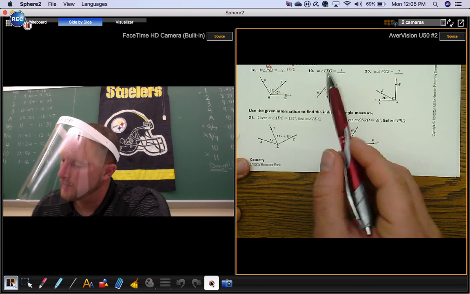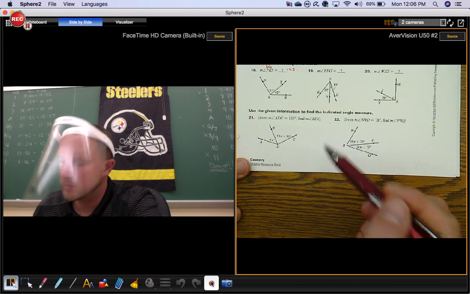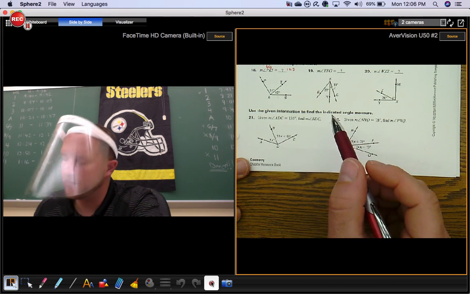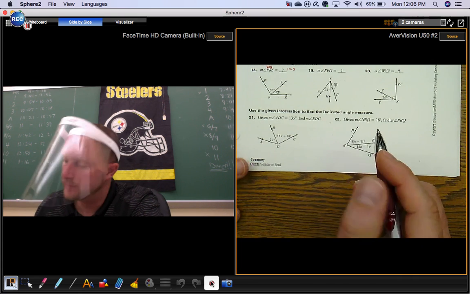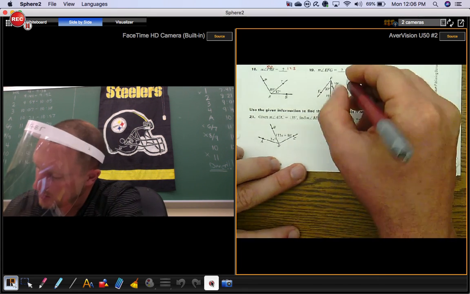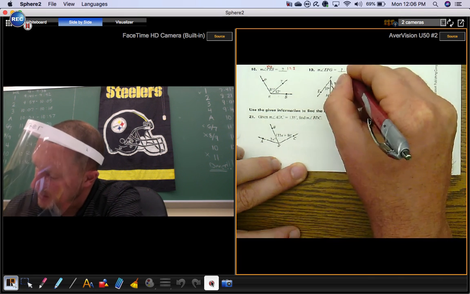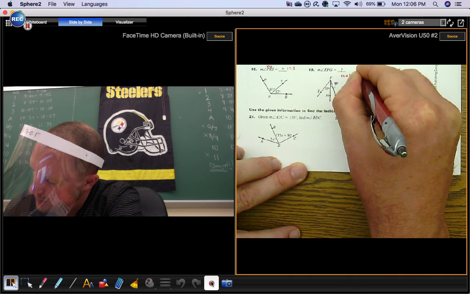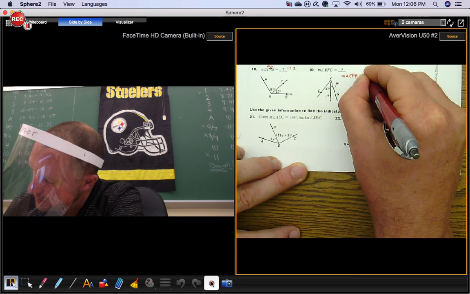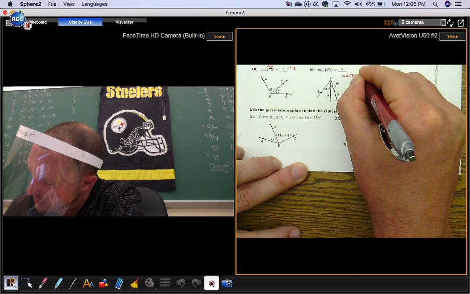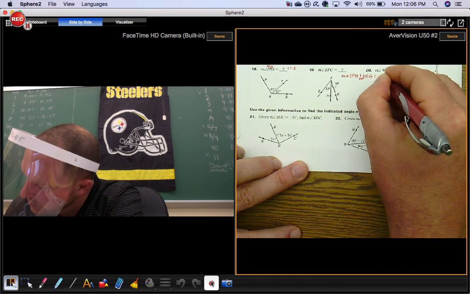Number 19, they want you to find the measure of angle EFG. You know the 2 little angles are 37 and 19. If you add those together, that'll give you the measure of the big angle. Now, you might think this is a little silly, but I'm going to write this out a certain way. Measure of angle EFH plus the measure of angle HFG equals the measure of angle EFG.